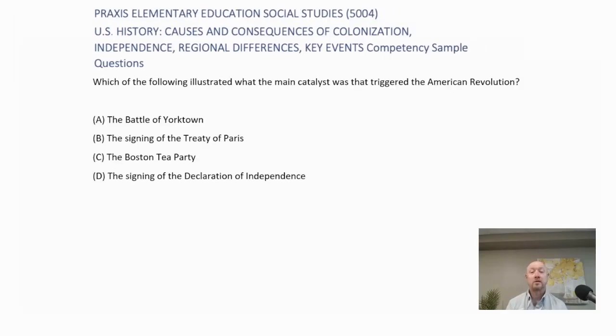Which of the following illustrated what the main catalyst was that triggered the American Revolution? Was it A, the Battle of Yorktown, B, the signing of the Treaty of Paris, C, the Boston Tea Party, or D, the signing of the Declaration of Independence? All right, so let's eliminate some possibilities. So let's eliminate B, the signing of the Treaty of Paris. That officially ended the war. That didn't trigger the war, it ended the war.